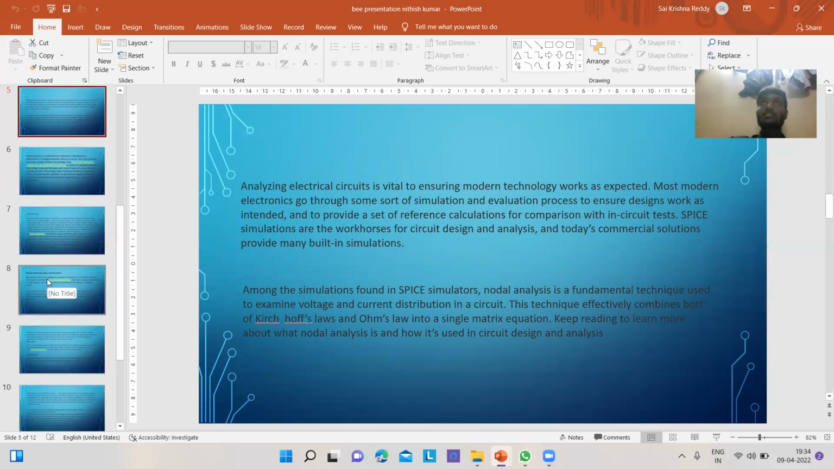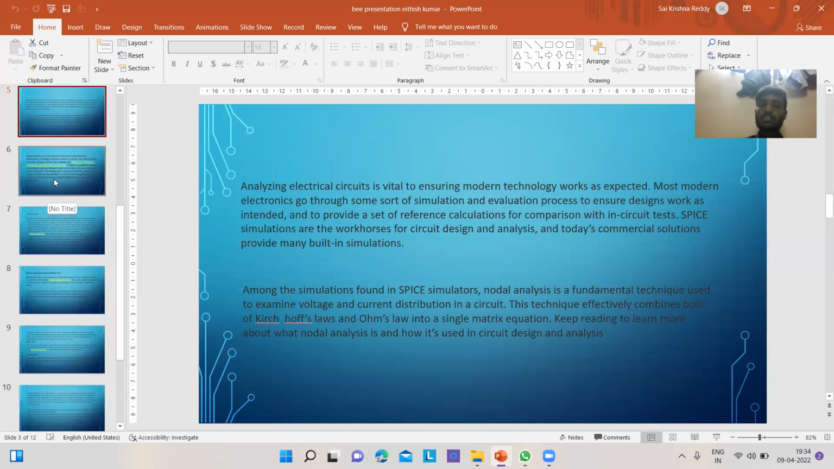Analyzing electrical circuits is vital to ensuring modern technology works as expected. Most modern electronics go through some sort of simulation and evaluation process to ensure designs work as intended and to provide a set of reference calculations for comparison within circuit tests.